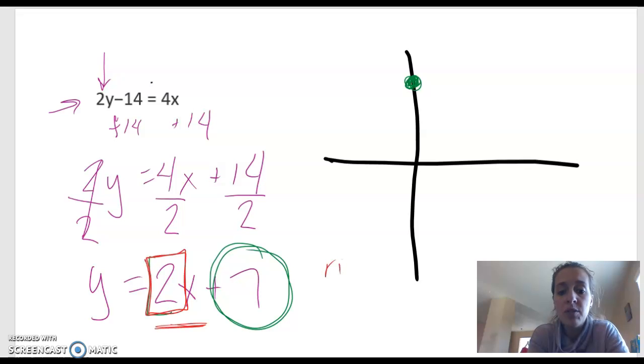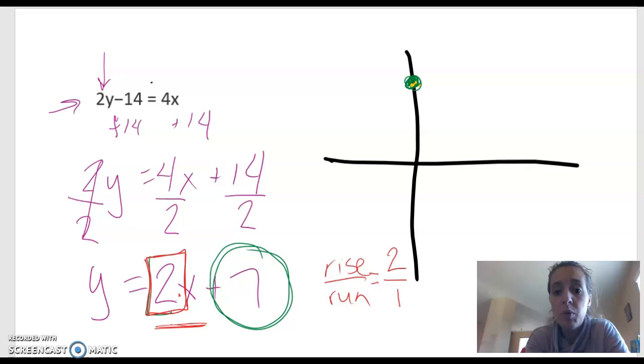And remember that slope is rise over run. So the other way I can write 2 as rise over run is I know that 2 is the same thing as 2 over 1, because back when we learned about fractions, we learned that anything over 1 is just itself. So that's another way I can do this. So I see I have a rise of 2 and a run of 1.